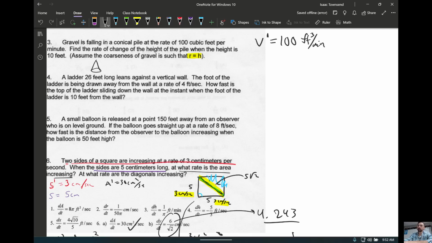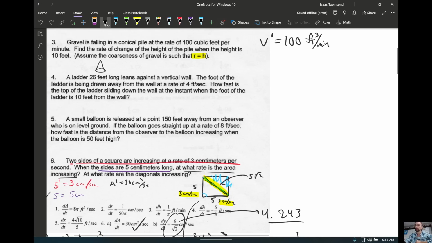Okay, I know it's a rate because it says per minute. I know it's volume because it's feet cubed. Cubic units always go with volume, just like area units are always squared, if you didn't get it out of the context of the question. Find the rate that the height is changing. So we're trying to find h prime when the height is 10 feet. And then assume the coarseness of the gravel is such that r is equal to h.